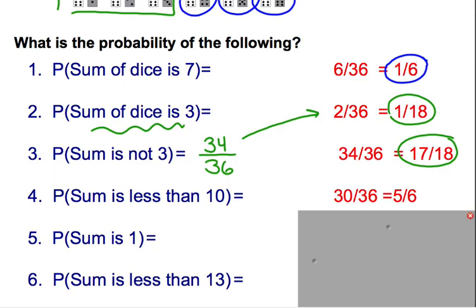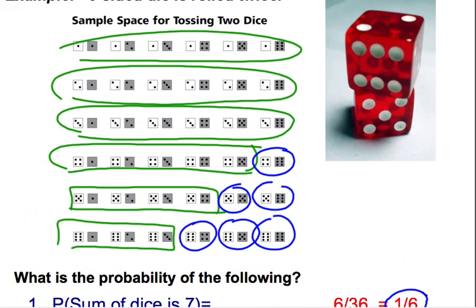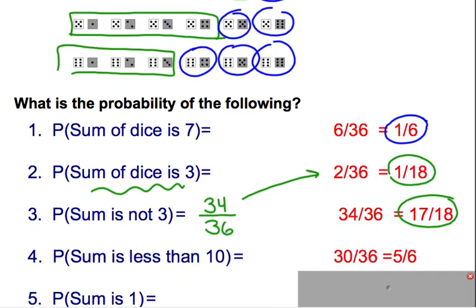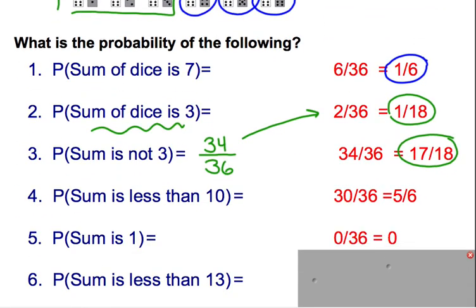Question 5, what is the probability the sum will be 1? Well, if we look up, that would not ever be possible. The smallest you could ever get would be a sum of 2. So you have a 0% chance of getting a sum of 1.